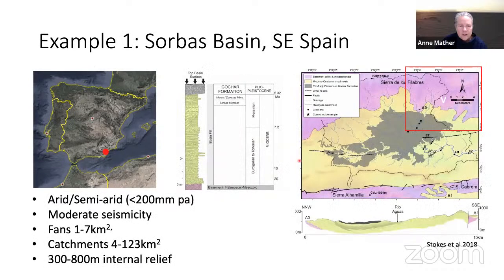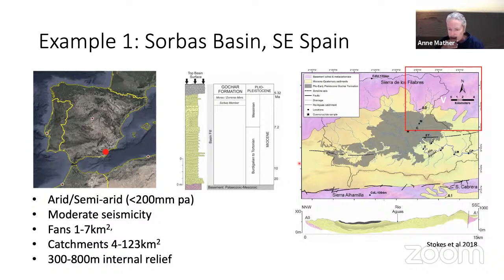So in terms of the Sorbas example, we're looking at fans which are less than 10 kilometers in size, and internal relief of 300 to 800 meters. I wanted to show you a way that we can use remnant fans in this particular case to fill in gaps on the longer-term record about fluvial landscape evolution.